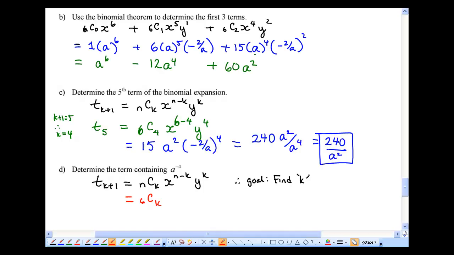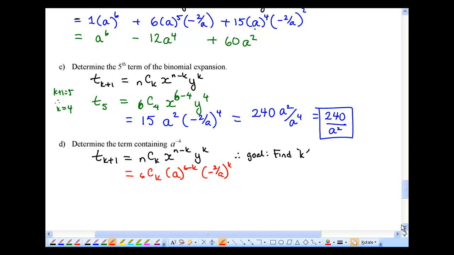We do know what x is. We replace that with a, and it's now 6 minus k. And we know what y is as well. It's negative 2 over a, and we replace that with k. Well, let's go ahead and see if we can do some expansions and see.